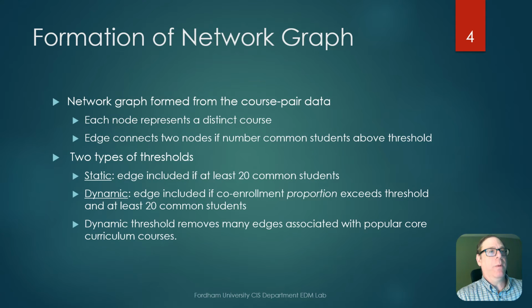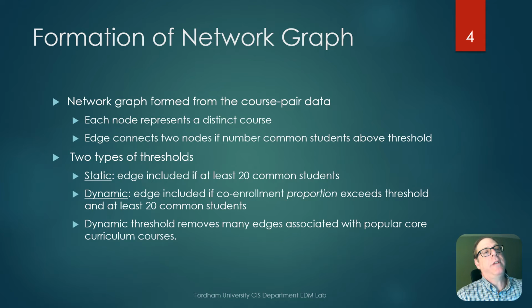Then we form a network graph. We do this by viewing each course as a node, and then we connect nodes with an edge if the number of common students taking both courses sometime during their Fordham career is above a threshold. We use two different types of thresholds. One is a static one, the simplest one, and it's just a constant value. And for this study, it's 20.